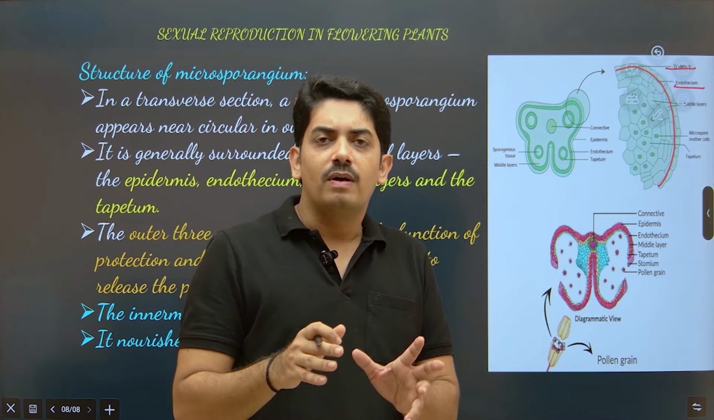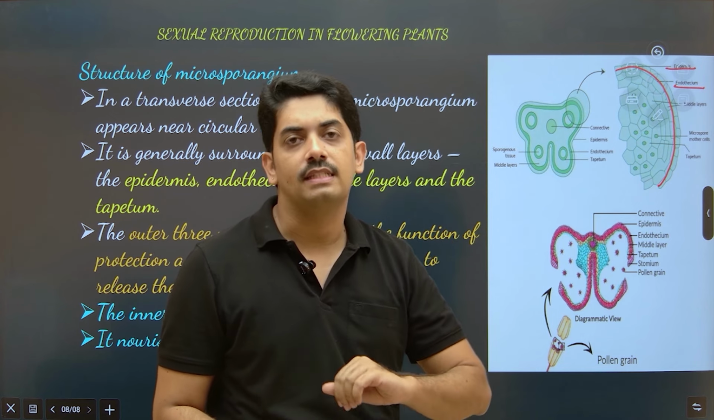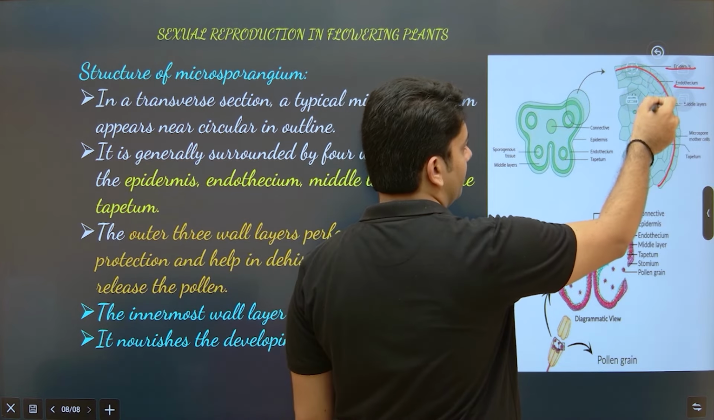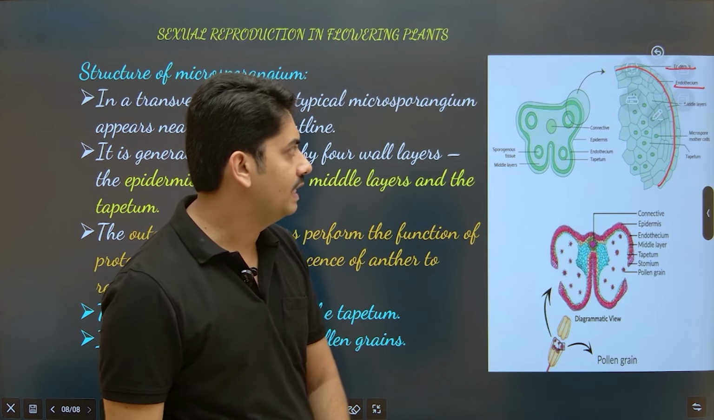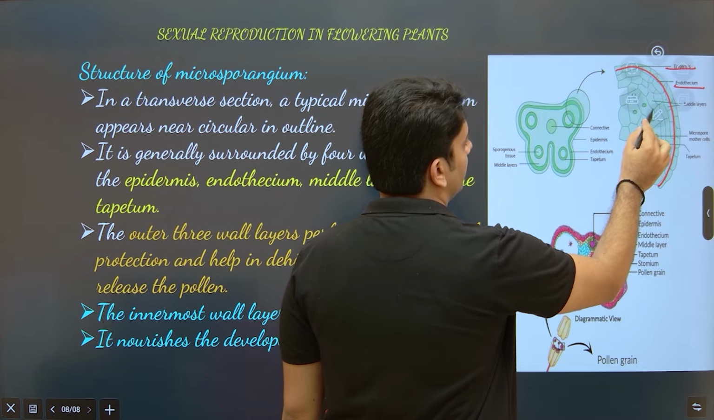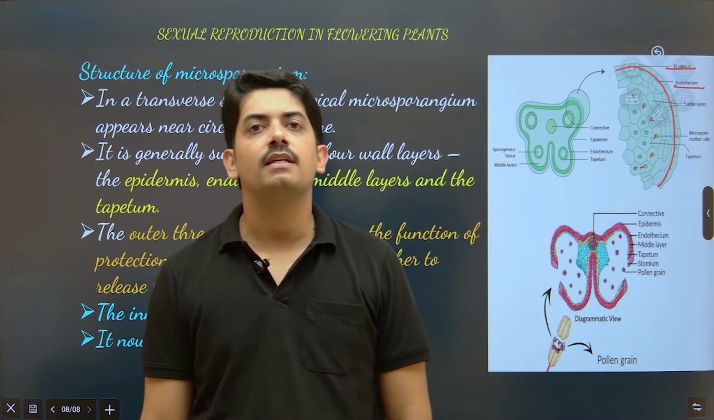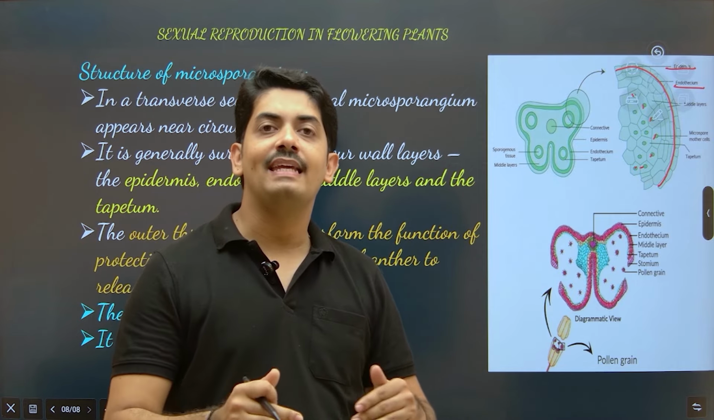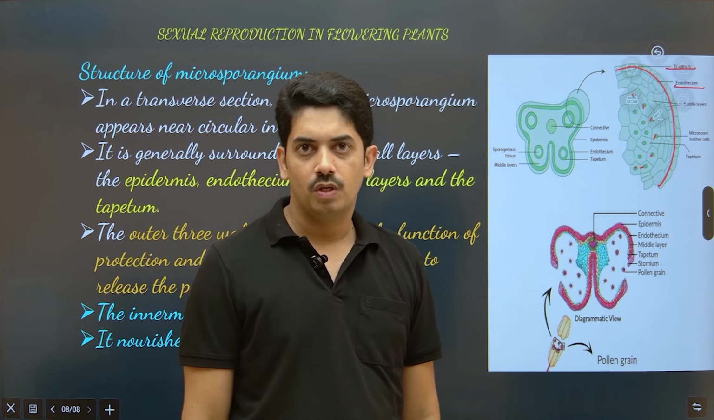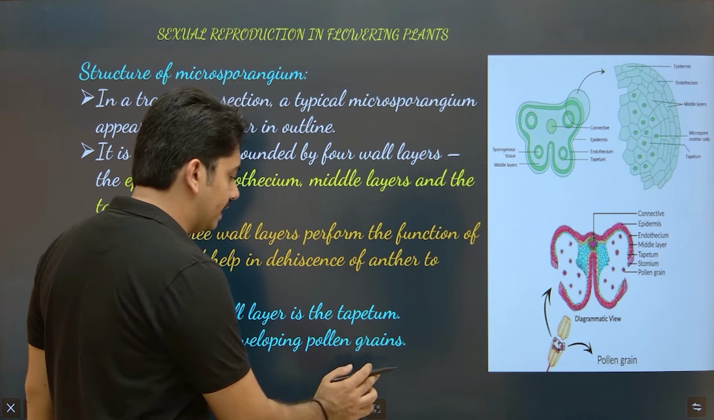Here there is one important aspect. Epidermis is single layered. Endothecium is again single layered, but the middle layer is multi-layered. Okay, so here you can see the middle layer with many layers of cells, and the innermost, here you can see, are the tapetal cells. Tapetum. Actually, in Latin, tapetum means just a cover. Okay, so why is the term tapetum used here? Because it is covering the inner pollen sac. So the term tapetum.